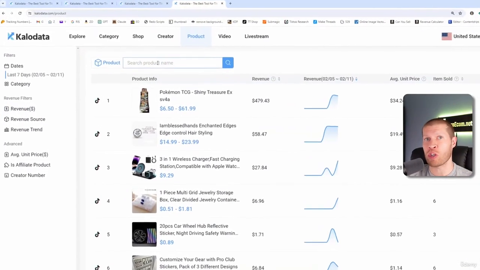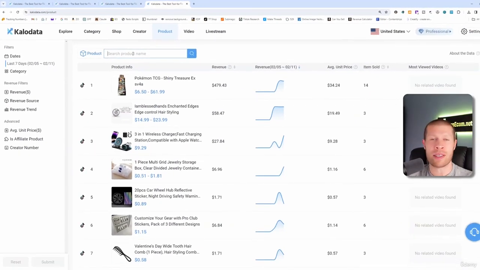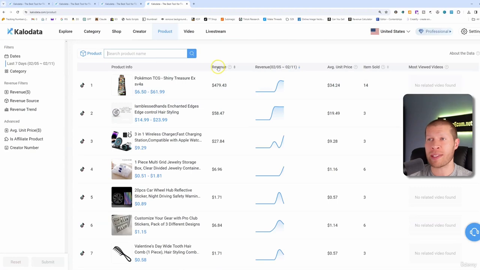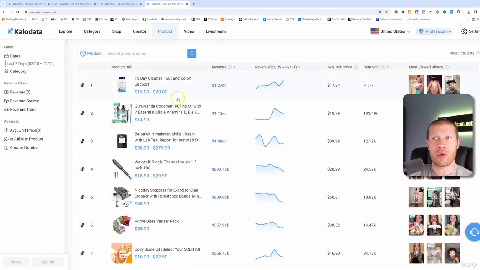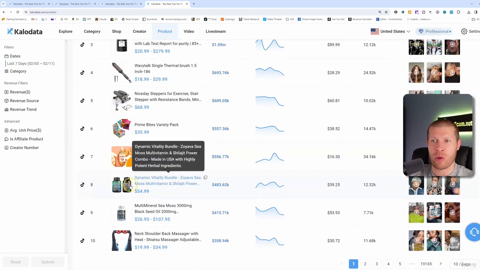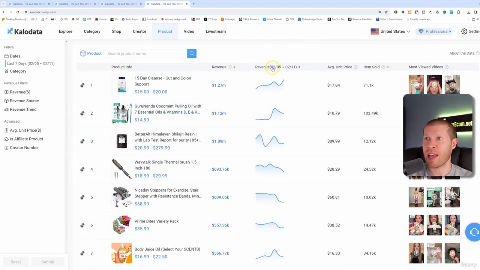You could also just search in a specific keyword or product name here if you're interested and you want to see what the sales are on TikTok Shop. But this is another great place to show you what's trending and what's doing very well. So you'll see if you sort for revenue wise, the best product currently at the moment is this 15-day cleanse gut and colon support, right? And so if you already picked your niche, and as you can see here, this is the one I was talking about before, it's up here as like the 8th ranked product on TikTok Shop currently with almost $500,000 in sales. And that's just over the past like what, 7 days or so.